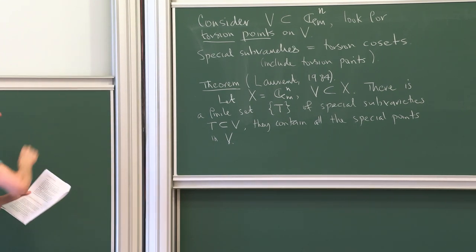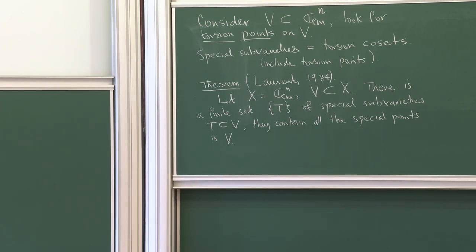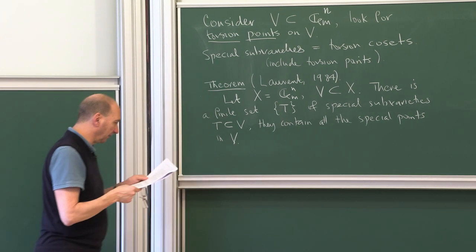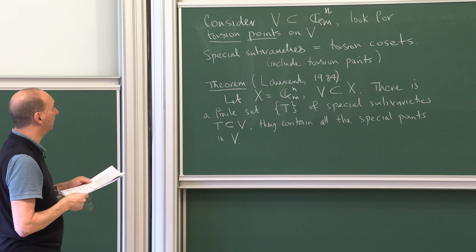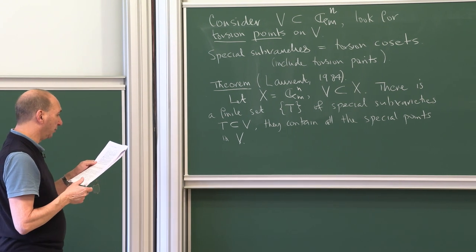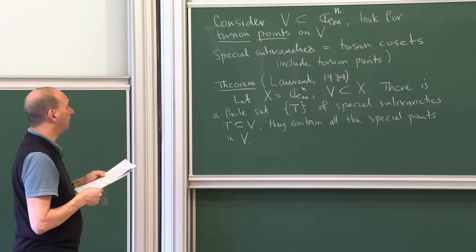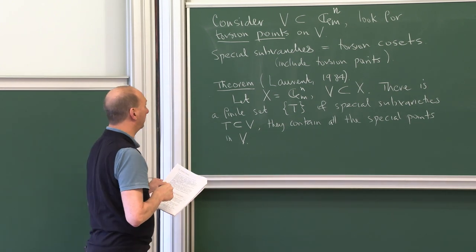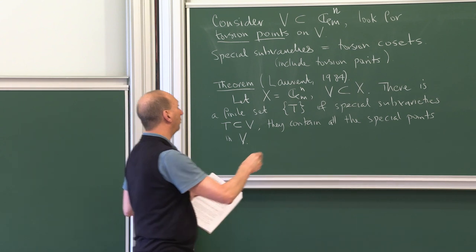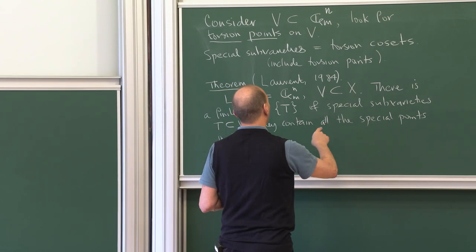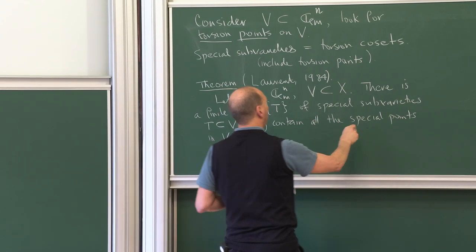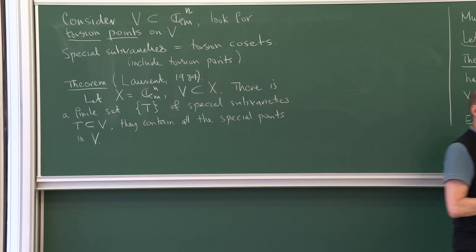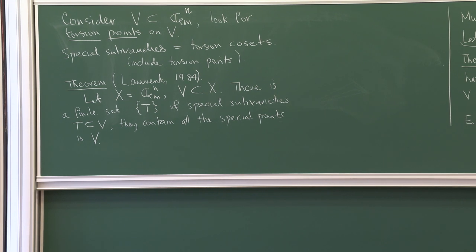So I've stated it that way for a reason that you'll see in a minute, to make it look like the Andre-Oort conjecture and to lead to the Zilber-Pink conjecture. But as I said, Laurent actually proved something very much stronger, which is the Mordell-Lang statement in this setting, where you don't look for just special points, but you intersect V with the division group of a finitely generated subgroup.